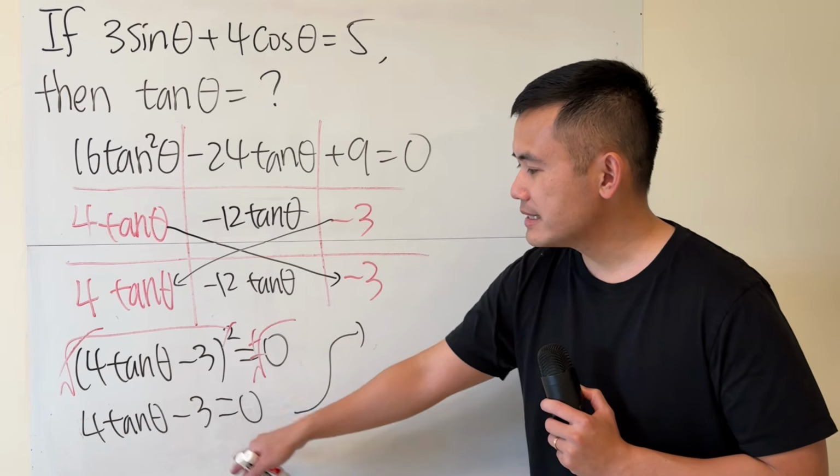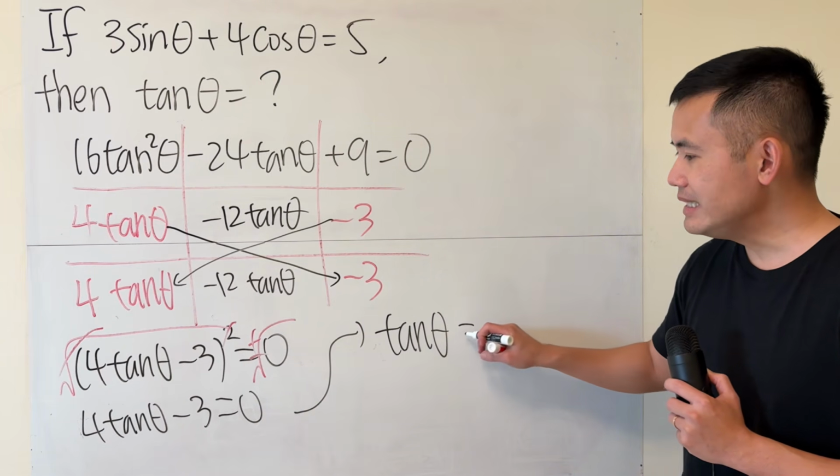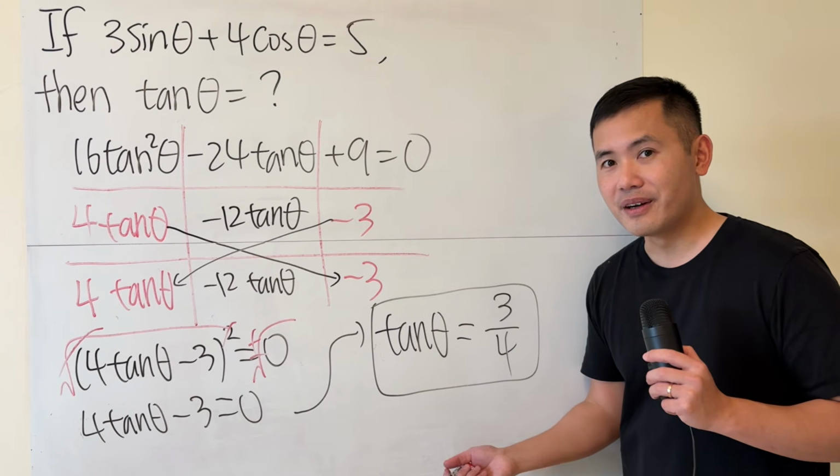And then add 3 to both sides, divide the 4 to both sides, we can see that tangent theta equals 3 over 4. And that is the answer.